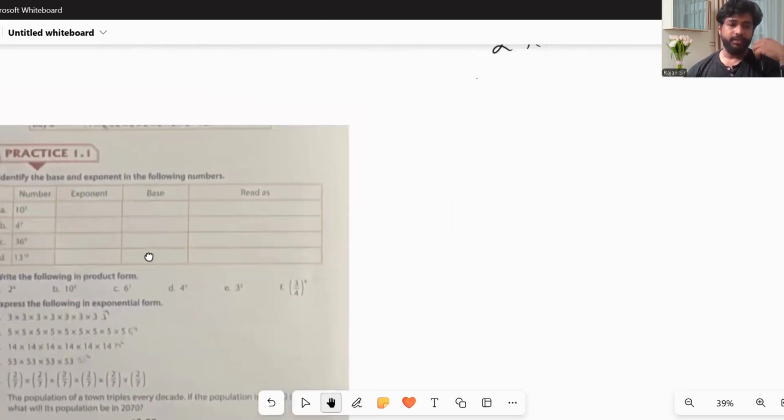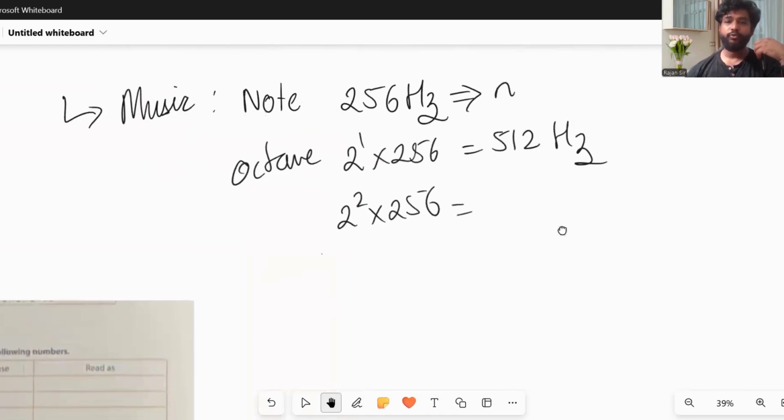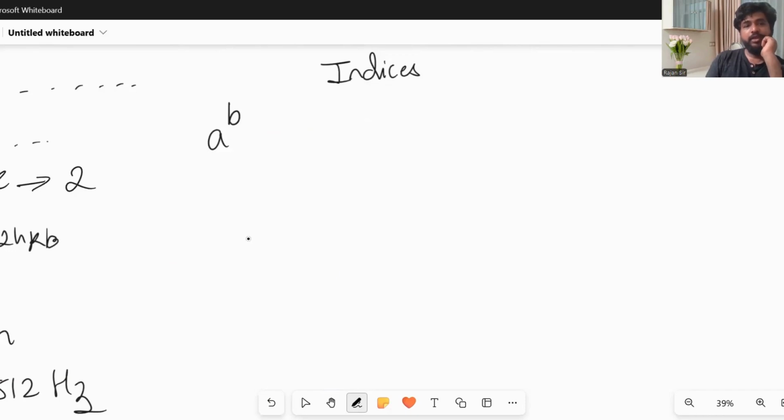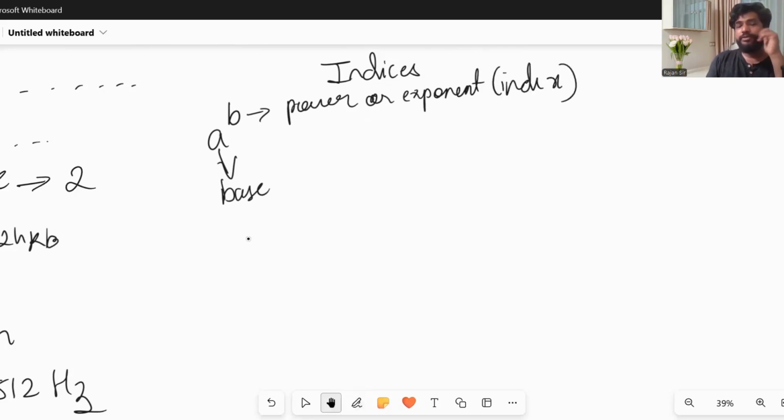Before we go to the first exercise, we will start with some rules of indices. It is a raised to b, where a is the base, and b up here is the power or exponent. We also call it an index. That is the reason why this chapter is also named indices, which is the plural form of index. So what are the rules?